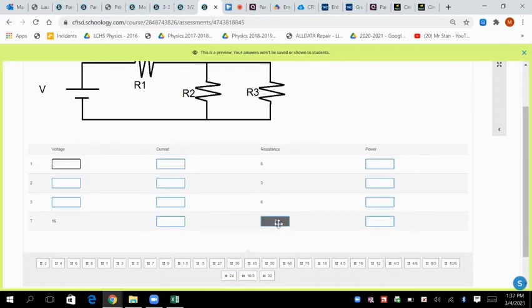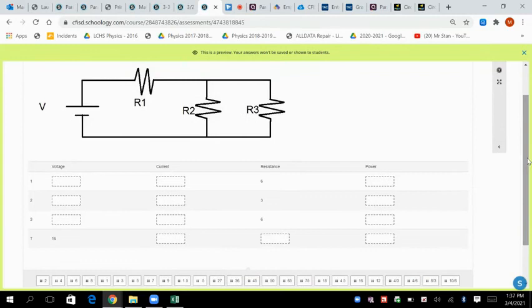Oh, wait a minute, not yet. These two put together are 2 ohms, right? But the total resistance would also include the first resistor. So 6 ohms of resistance here, 2 ohms of resistance here, that would be 8. So actually 8 is the answer.